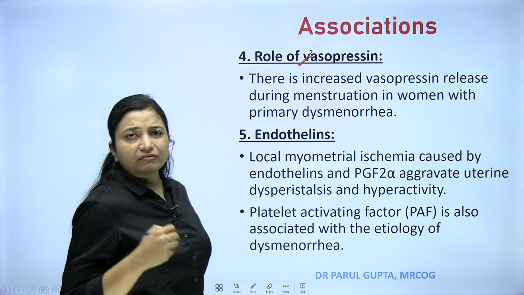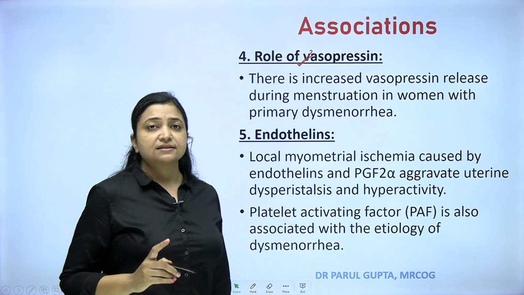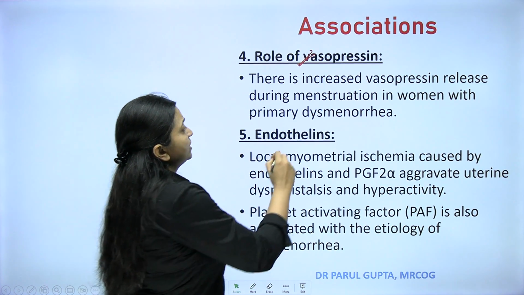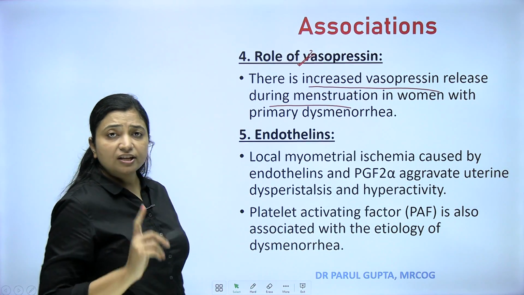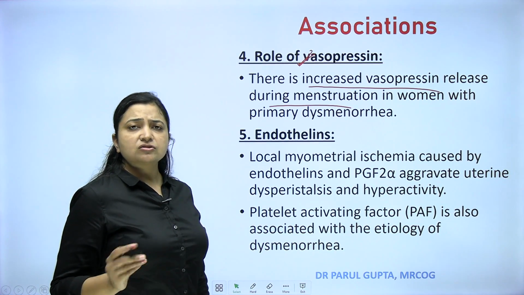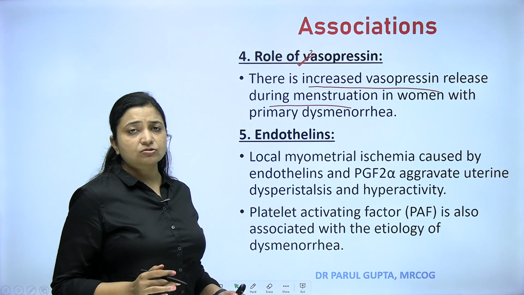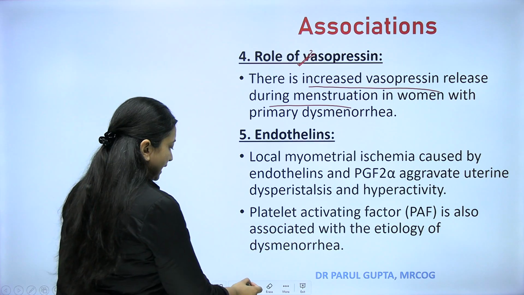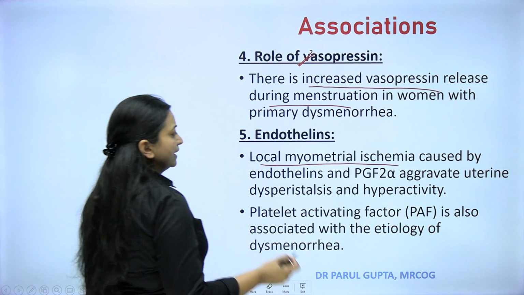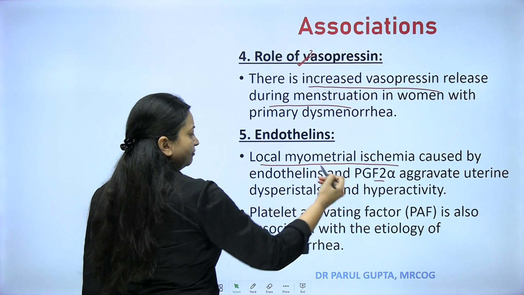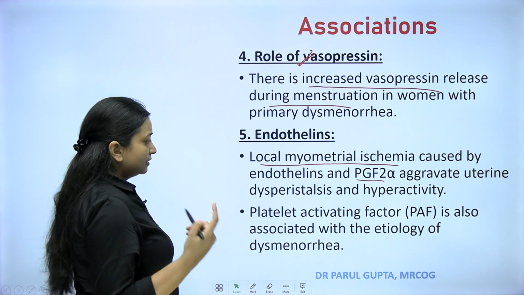Nobody knows whether there is a role or not, but yes, the increased vasopressin released during menstruation is noted, and these women who have increased vasopressin have dysmenorrhea. So there is some association, but the exact association is not known. Endothelins: local myometrial ischemia is caused by endothelins and PGF2 alpha, and it increases the pain.